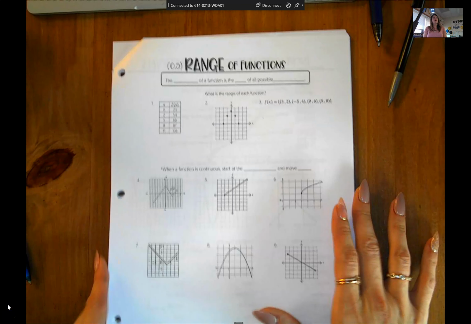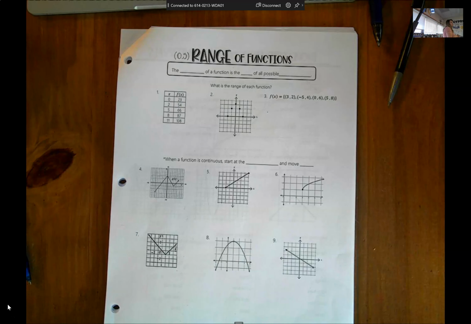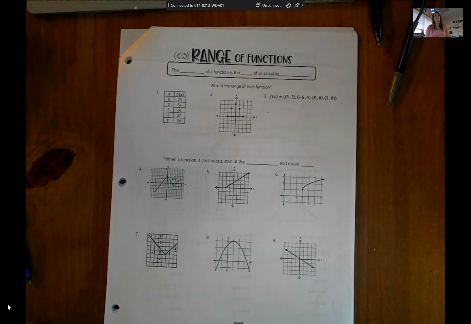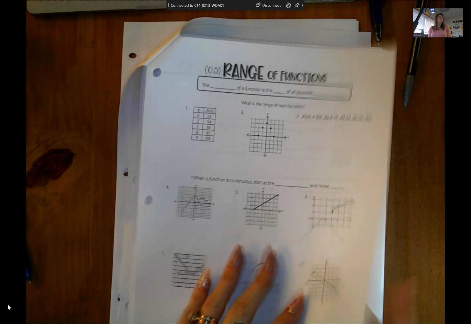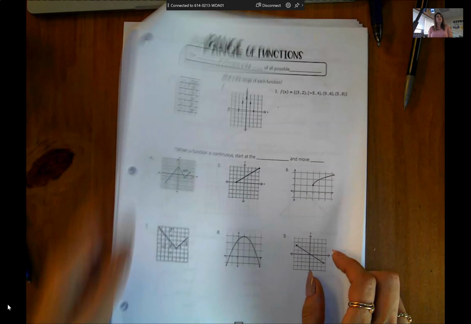Okay, so we are skipping graphing for now and we're jumping to page 13. We're probably just going to do this side of the notes. Pages 13 and 14 are the same lesson, but we'll probably only get to 13 today.